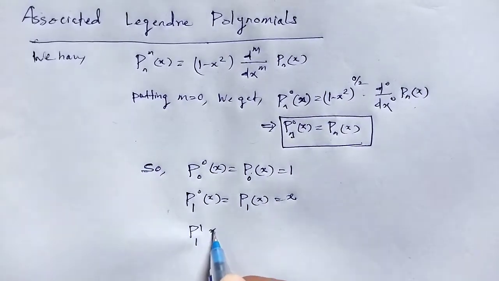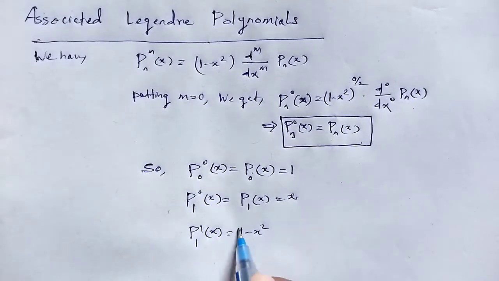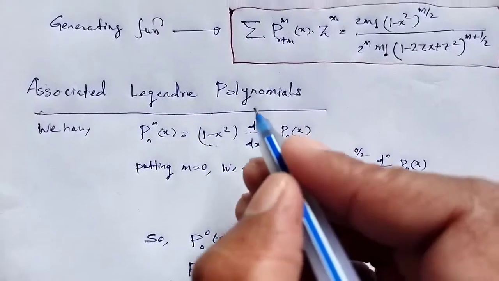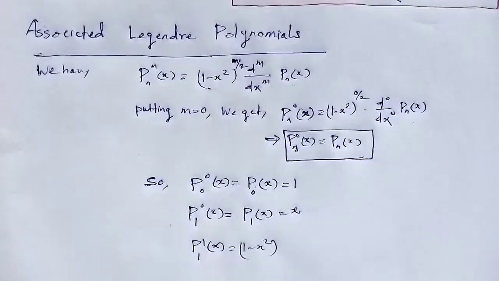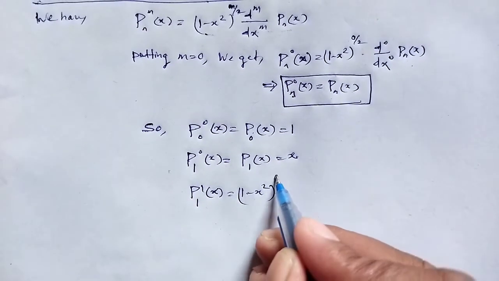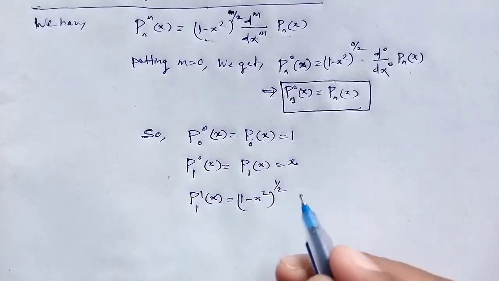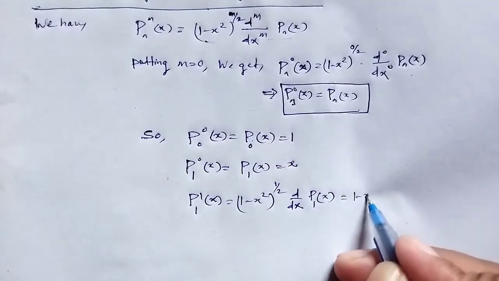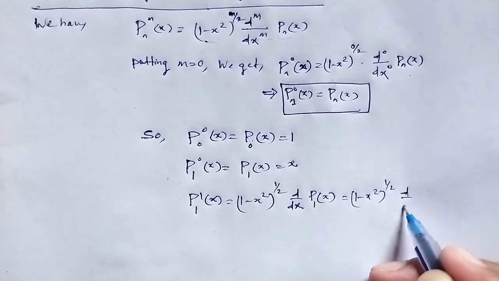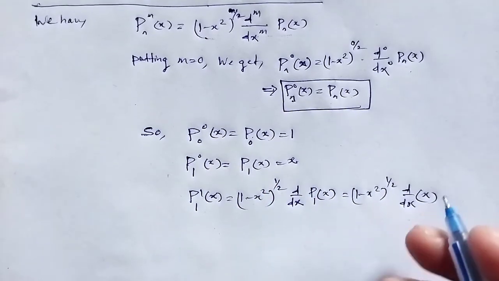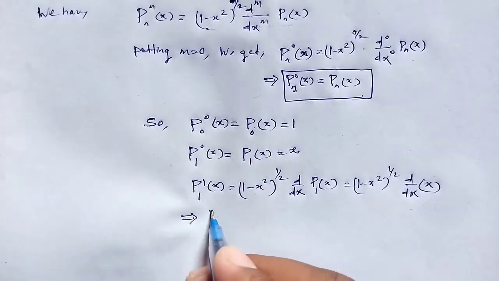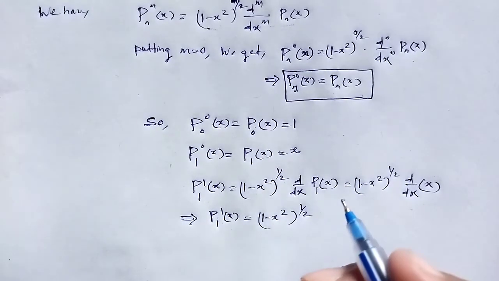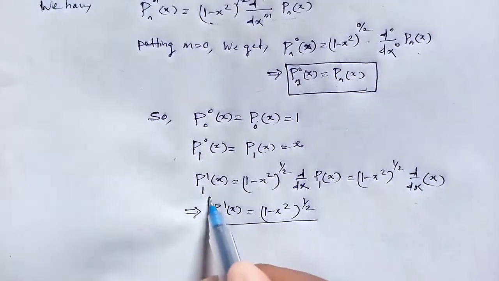Then P_1^1(x) will be (1 − x²)^(m/2) by using that of Rodriguez formula, here m is 1, so 1 − x² to the power half d/dx P_1(x). P_1(x) is equal to x, which implies P_1^1(x) is equal to (1 − x²)^(1/2), that is P_1^1(x).